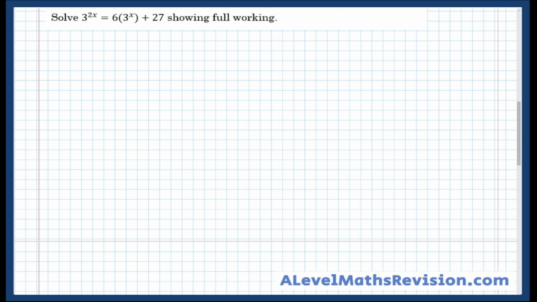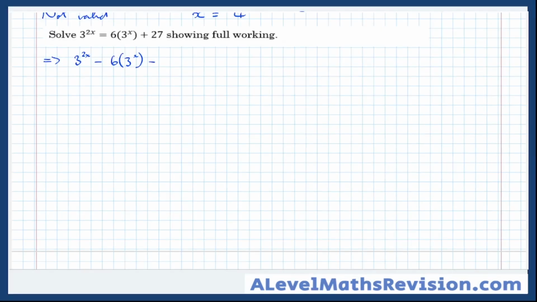So currently, this doesn't really look like a quadratic because we've got a few terms on each side, and quadratics usually equal 0. So let's make it look a little bit more like a quadratic. So 3 to the 2x minus 6 lots of 3 to the x minus 27 equals 0.